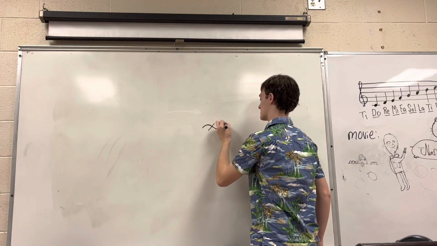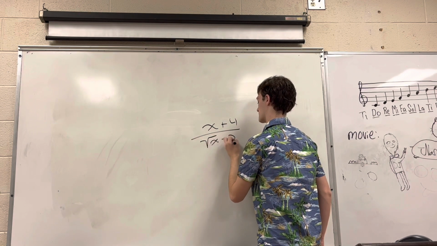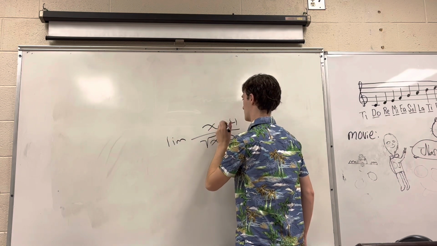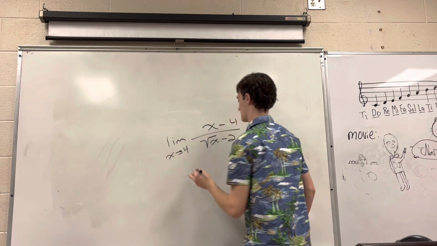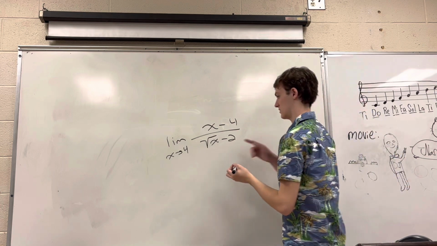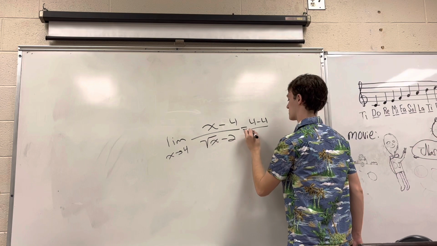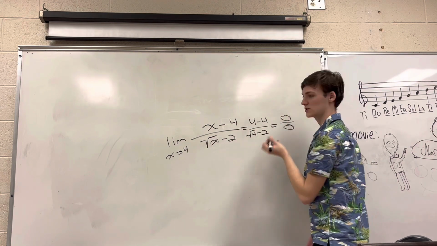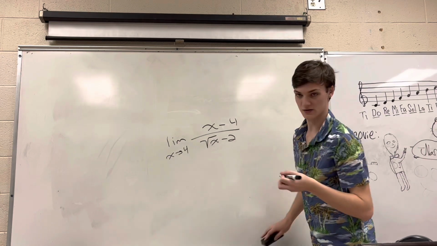So we're going to take x minus 4 over the square root of x minus 2. We're going to do the limit as x approaches 4. So if we solve this function by plugging in, we're going to get 4 minus 4 over the square root of 4 minus 2, which is going to equal 0 over 0, which is undefined. So therefore, we're going to do something else to try and evaluate this limit.